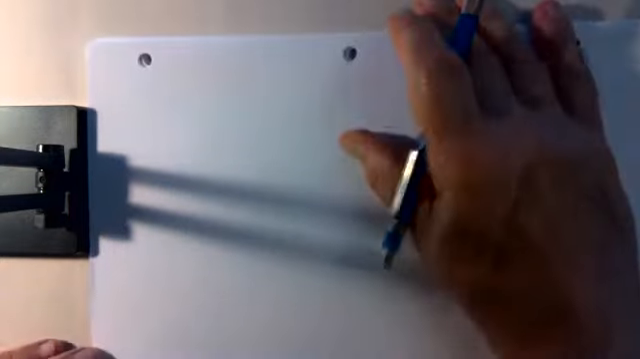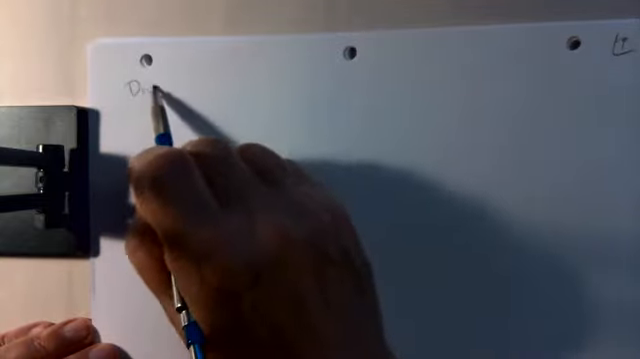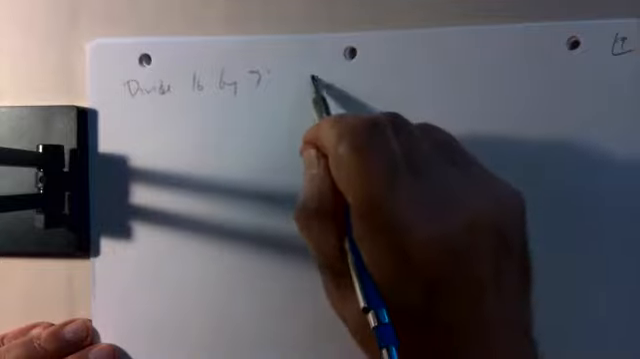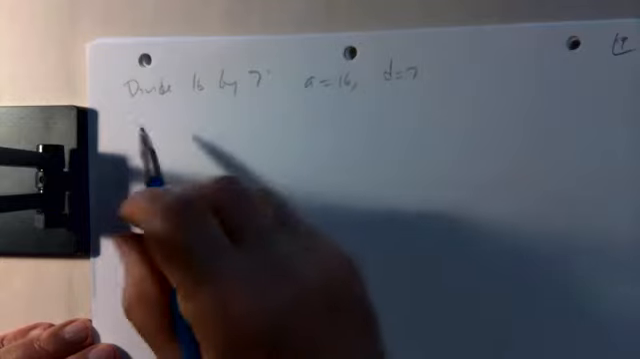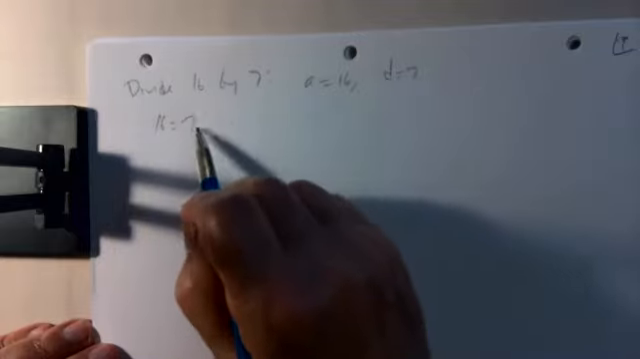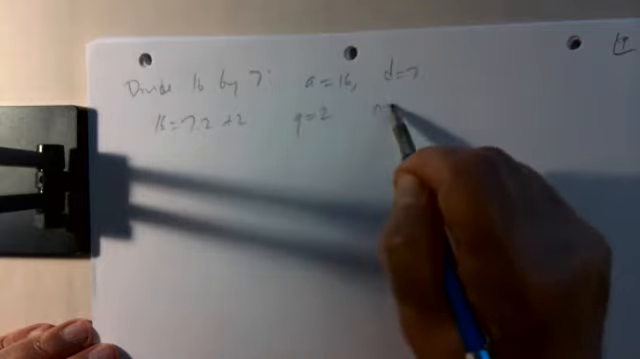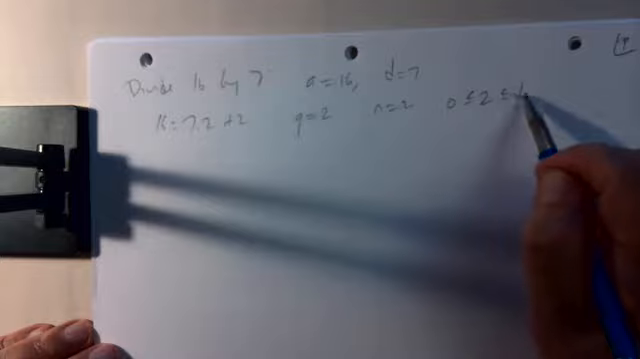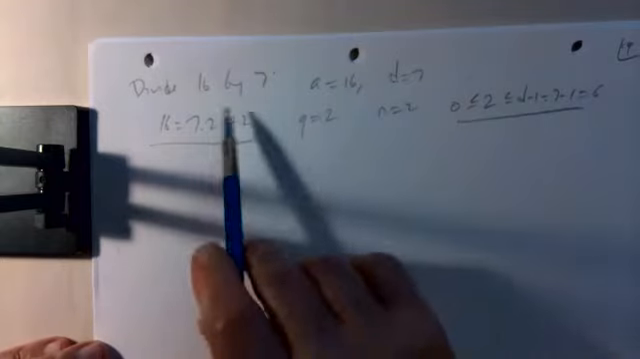Here are two simple examples of the division algorithm. So suppose I want to divide 16 by 7. That means my number A is 16. My divisor, what I'm dividing by, is 7. And 16 is equal to 7 times 2 plus 2. So the quotient Q is equal to 2, and the remainder is 2. And 2 is between 0 and D minus 1, which is 7 minus 1, or 6. So this is the statement of the division algorithm in this case.